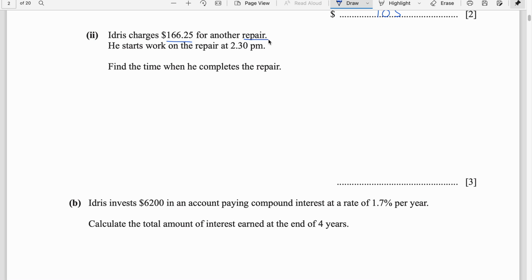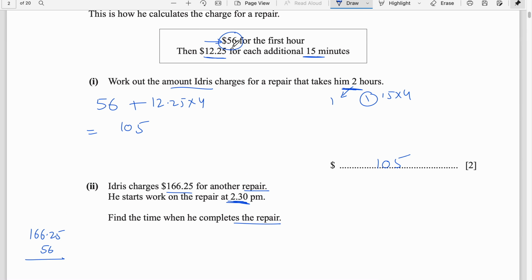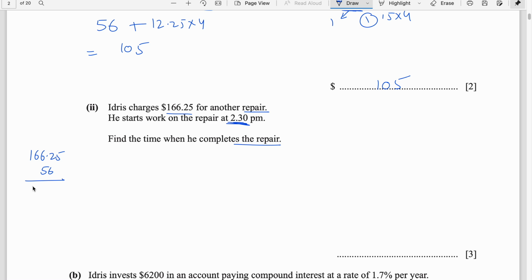Second part: Idris charges $166.25 for another repair. He starts work on the repair at 2:30 p.m. Find the time when he completes the repair. So if he is charging $166.25, we first take out $56, which was for the first hour, and we are left with $110.25. Then he charges $12.25 for each additional 15 minutes, and we get to know that he charges 9 times for those extra 15 minutes.